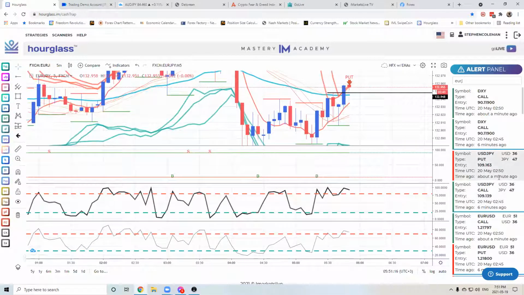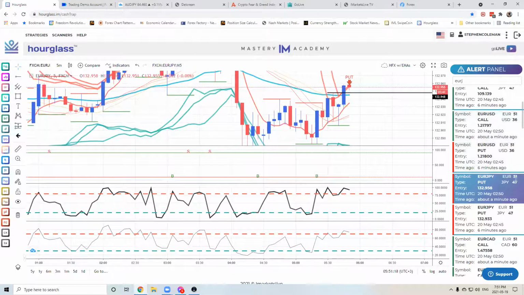Euro JPY. Both of these currencies are not particularly strong. See this? The euro is 50, the yen is 47. They've actually gone and flipped on us here, so it might try to trend up. And when that happens, don't expect your reactions to happen super fast.